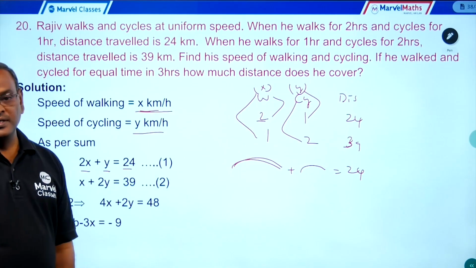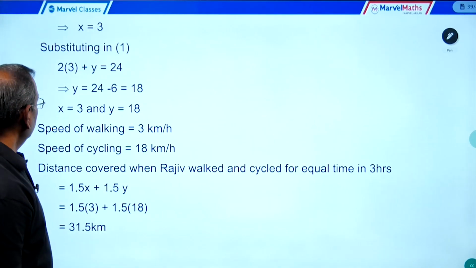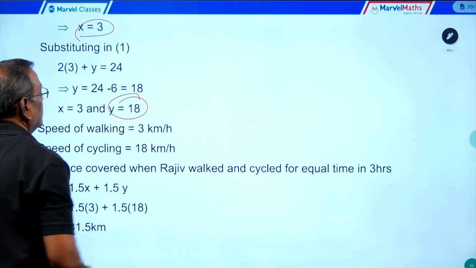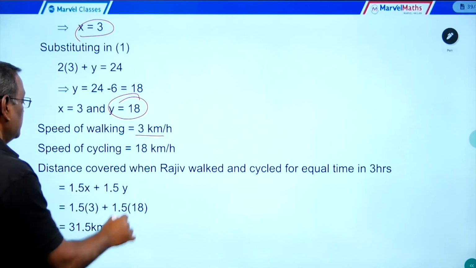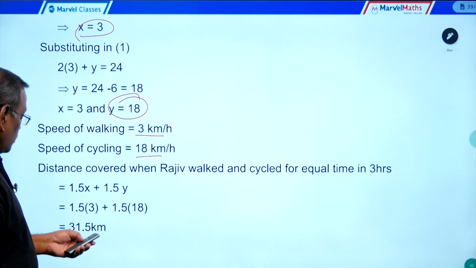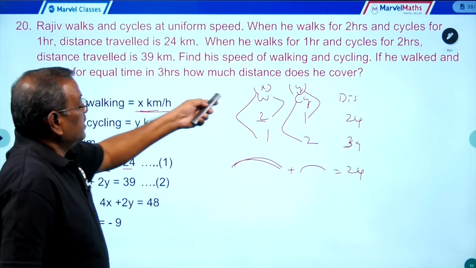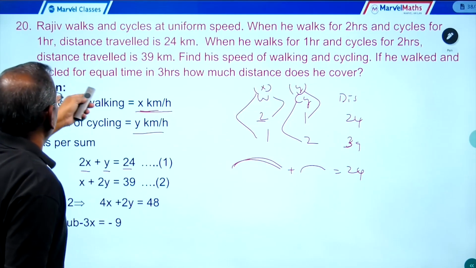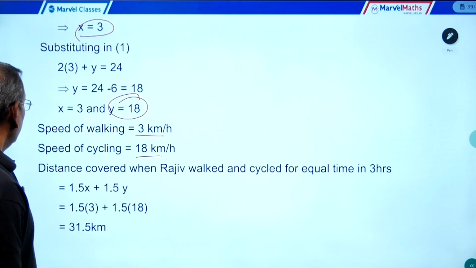Solve these two linear equations by any suitable method. Then find the values of x and y. The value of x is 3 and y equals 18. Therefore, speed of walking equals 3 kilometers per hour and speed of cycling equals 18 kilometers per hour. Now, one more condition is also given in this problem. Find the speed of walking and cycling, and don't forget this additional question: if he walked and cycled for equal time in 3 hours, how much distance does he cover?